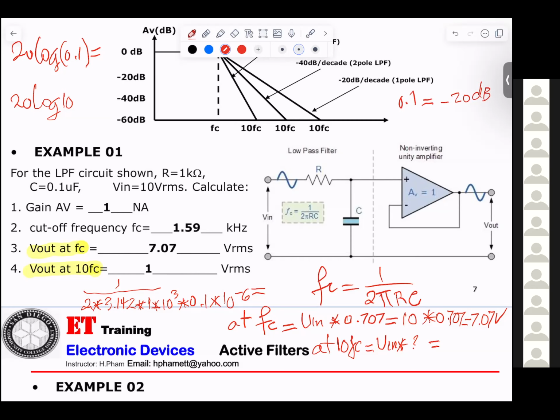So you have to know what is equivalent to that dB. At minus 20 dB here, you can check the value will be 10 VRMS times 0.1. The thing is 0.1 is equivalent to minus 20 dB. So that's why the answer will be 1.